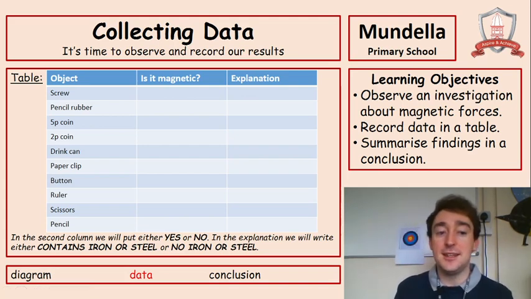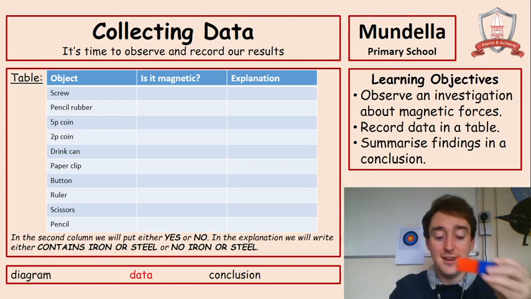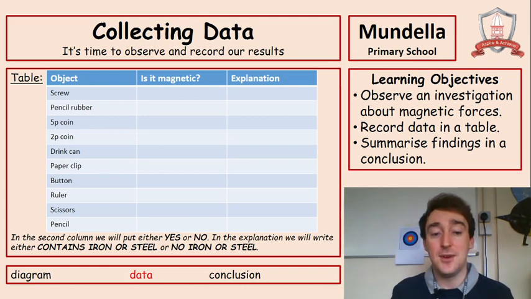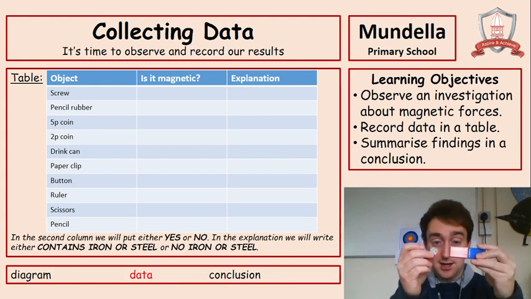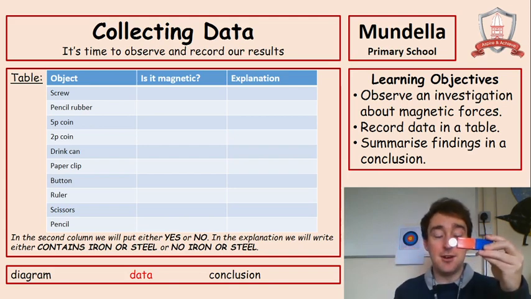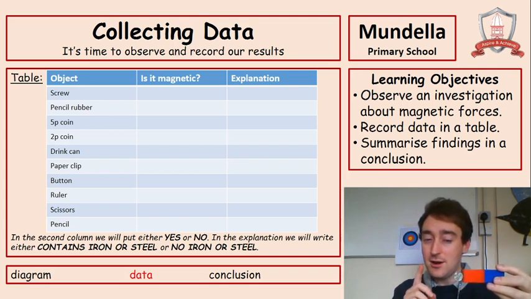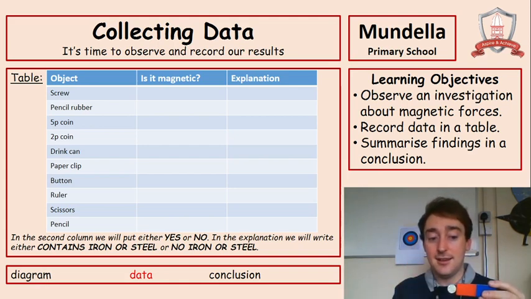Pencil rubber, what do you think? No, nothing for pencil rubber. There's nothing there at all. So we put down no, and then no iron or steel. 5p coin. Wow, look at that. That was very magnetic, and it's very small as well. I wonder if that's going to help us later. So, 5p coin, is it magnetic? Yes. Contains iron or steel.